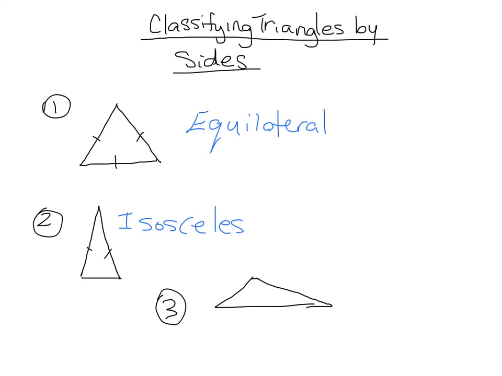Now our third triangle has three different sides. So if one side has a certain length, the other side has a completely different length, and the third side has a different length from those two sides. That type of triangle is called a scalene. All right, so now we know how to classify our triangles by the angles and by the sides. And that's it for today.